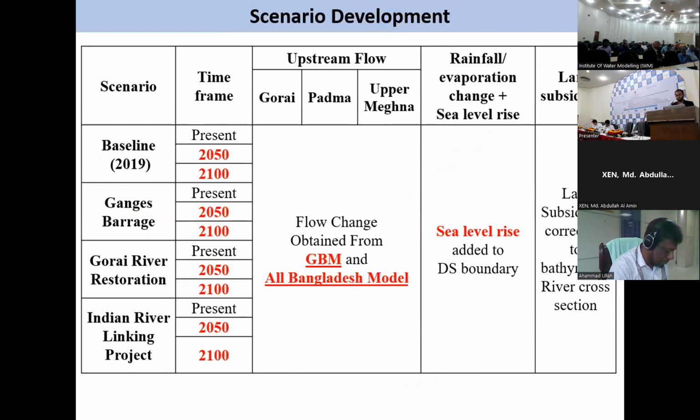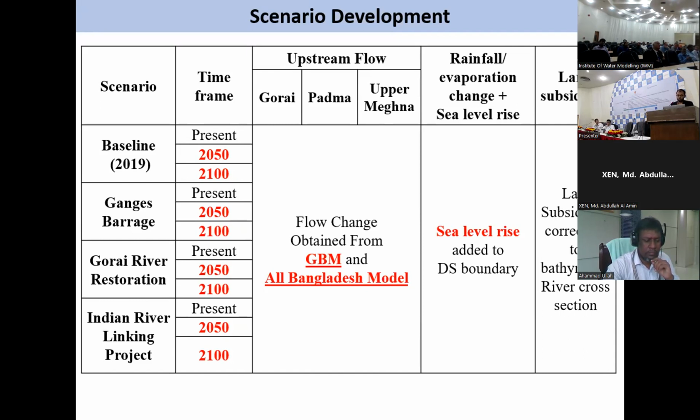Now this is the scenario table that we devised. There are 4 scenarios: baseline scenario, Ganges barrage scenario, Gorai river restoration, and Indian river linking project. Under each scenario, there are 3 time frames. The present is year 2019. We chose 2019 as the present scenario because our study actually started from 2019, and 2050 and 2100 are the projected scenarios under climate change conditions.